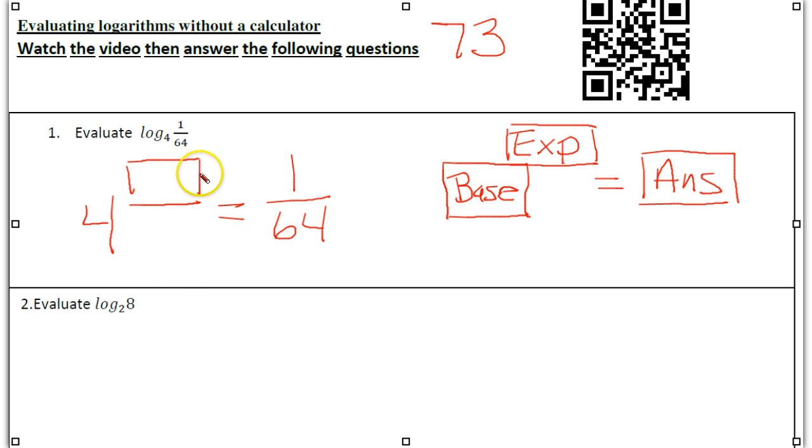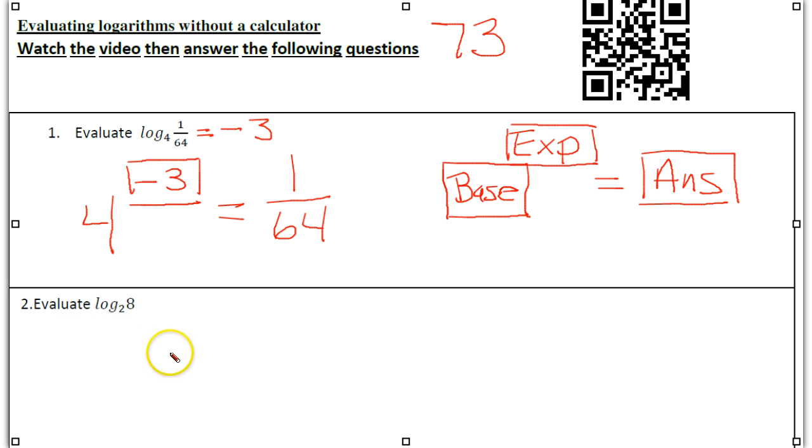Well, if you know it, then it's easy, but thinking about it, since this is going from a 4 to some fraction, your exponent's going to be negative. And then what power of 4 is 64? Well, a 3. So your answer here is a negative 3. This, again, is going to equal what value here, what exponent? And that would be a negative 3.